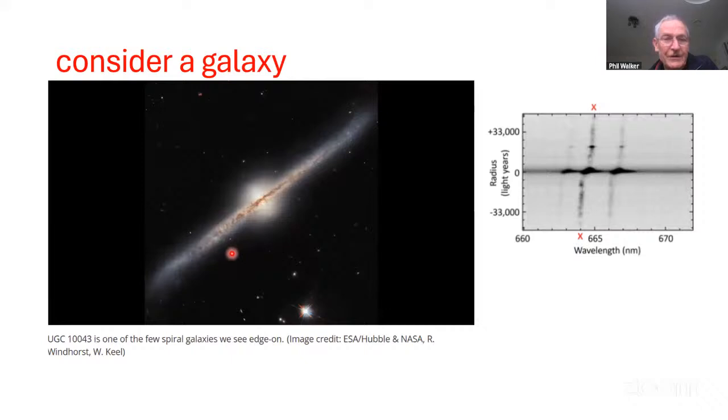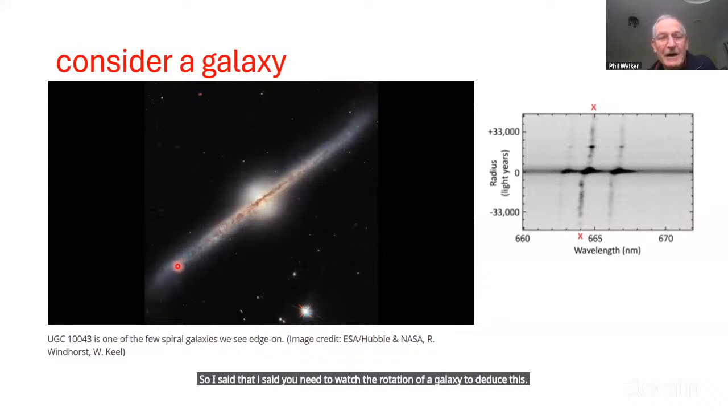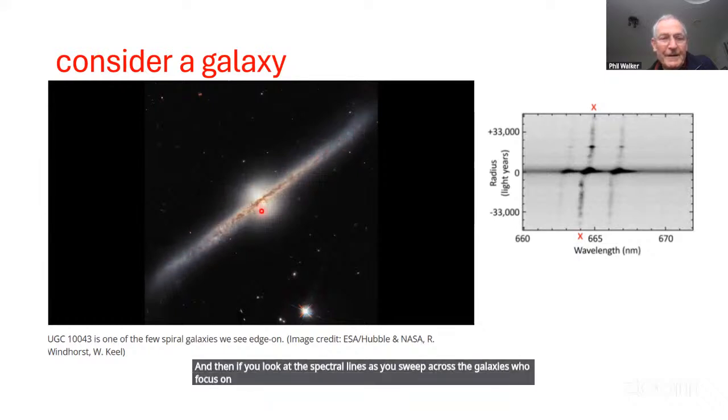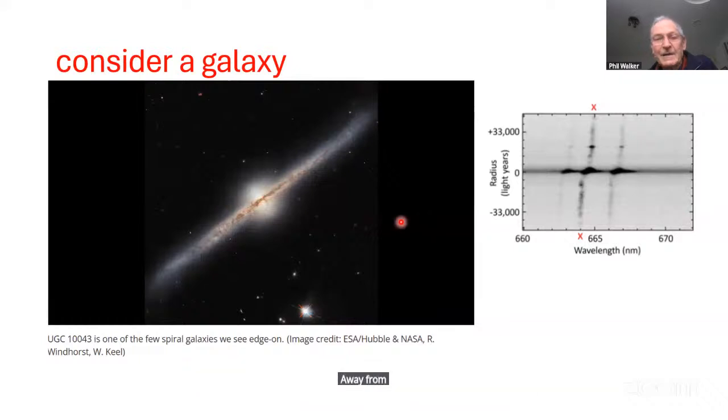So I said that you need to watch the rotation of the galaxy to deduce this, and we really need galaxies on their side, a bit like this one. And then if you look at the spectral lines as you sweep across the galaxy, so you focus on the little bits away from the center, then you find that there's a Doppler shift, and it goes in the opposite direction on one side compared to the other.